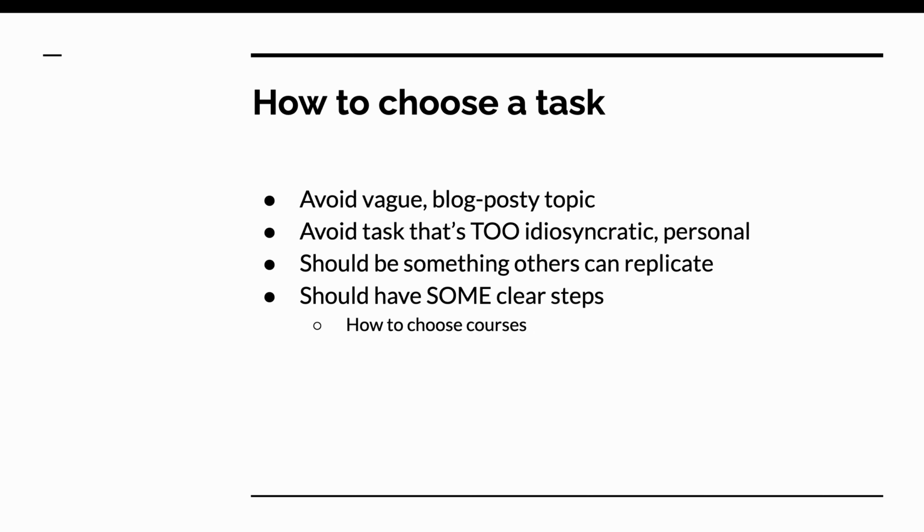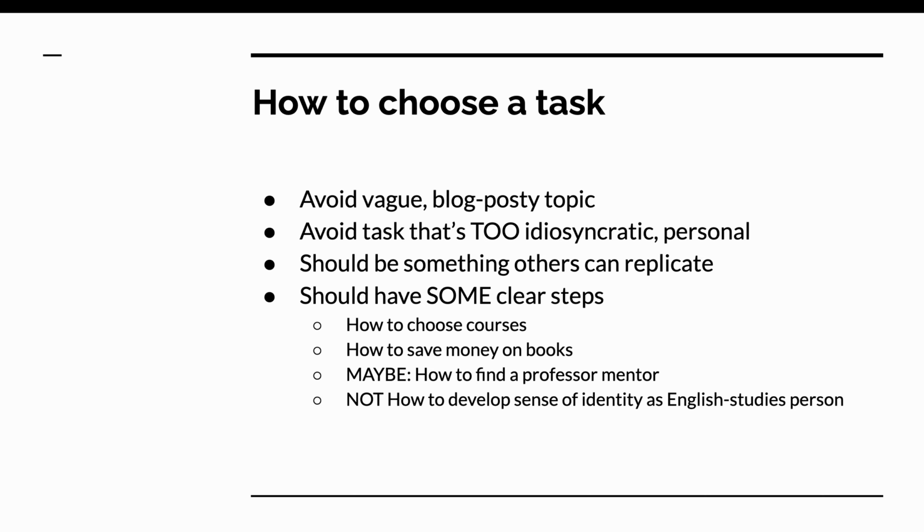And it needs to have some clear steps. So some ideas are how to choose the right kinds of courses, how to potentially save money on books. Perhaps you talk a little bit about how to find a professor mentor, unless you can't find some succinct ways to say this. So if you can think of some general steps that might help folks do this, then it would be a good task to choose. But one thing maybe not to write about is how to develop a sense of identity as an English studies person. This, again, is something perhaps more blog-posty, something that you want to speak more about in a more narrative type style.